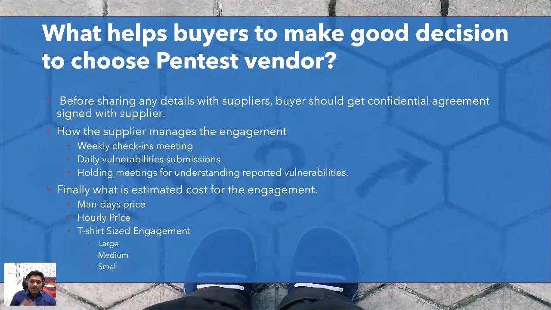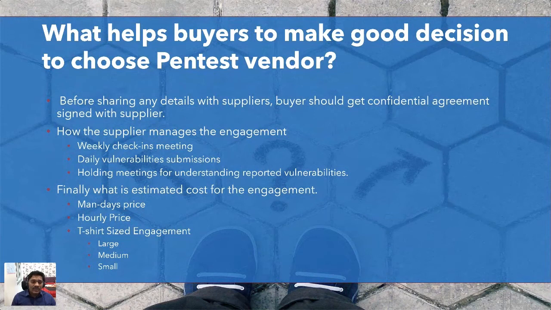As I already spoke, before sharing any details with the supplier, you should have a confidentiality agreement with the supplier itself. And you also need to understand how you're going to manage the engagement. There should be weekly check-ins, there should be a daily vulnerability submission from the pen tester company, and there should be a meeting held every time they find a critical vulnerability, or if you want to understand any vulnerability, there should be a meeting available. Most of the time, project managers are available for all sorts of your queries, and I think that is a plus point you will get from most of the vendors. But you need to ask them before you purchase their services, right?